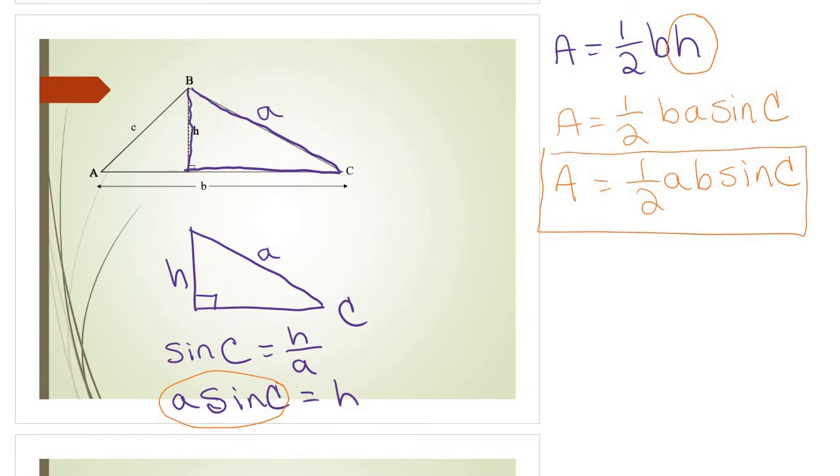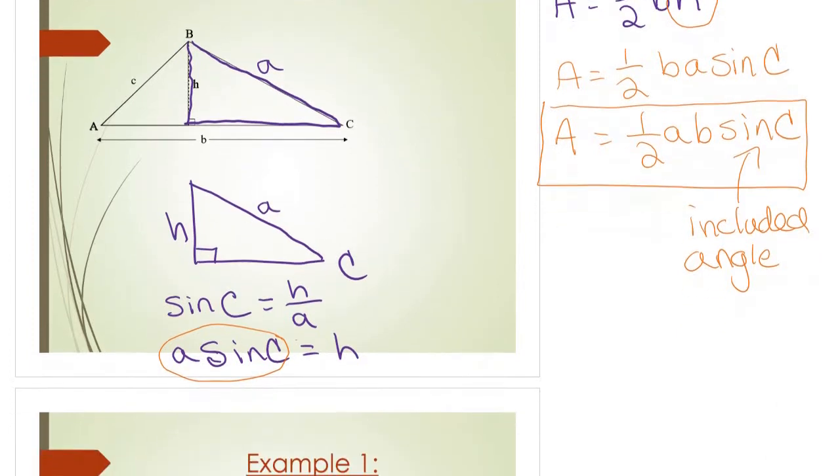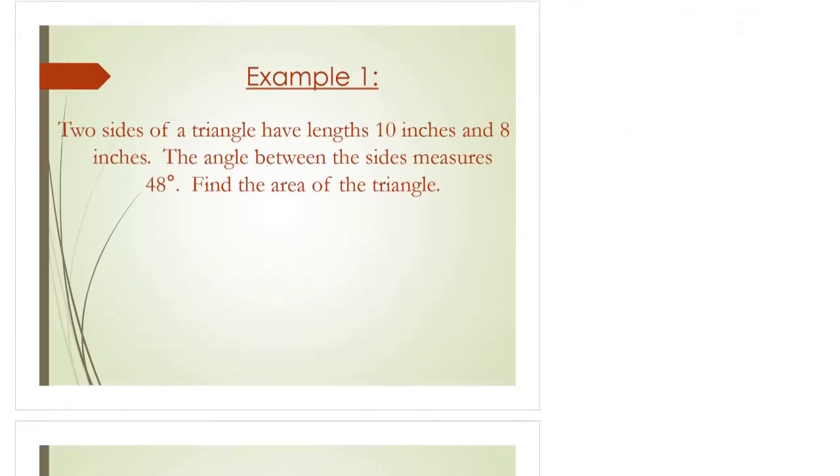We don't need to know H, the perpendicular height, we just need to know two sides and the angle in between. So this angle here is always the included angle, and by that I mean the angle between the two sides that you're plugging in for A and B. Alright, so let's do an example.